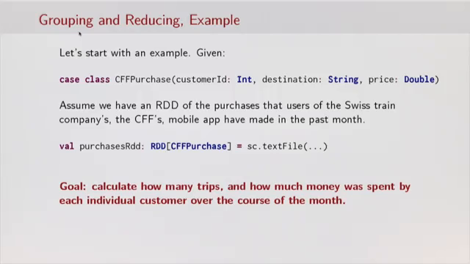As usual, we'll look at an example to help clarify. Let's assume we have a case class called CFF purchase, which contains 3 fields: an integer for the customer ID, a string for the destination city, and a double representing the price of the ticket that's been purchased as a part of this CFF purchase. And remember, the CFF is the Swiss train company. Assuming that we have an RDD that's full of purchases made in the past month, let's try to calculate how many trips and how much money was spent by each individual customer over that last 1 month period.